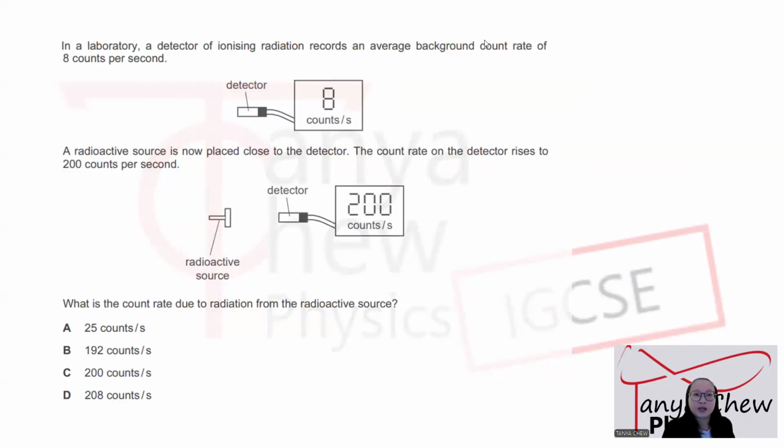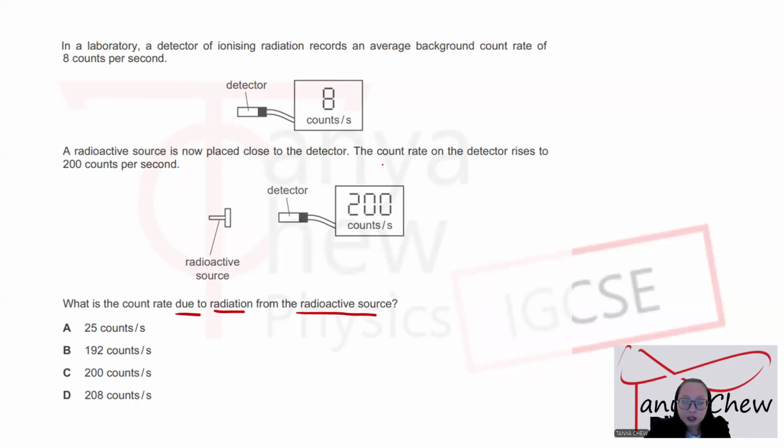In a laboratory, a detector of ionizing radiation records an average background count rate of 8 counts per second. And then after that, a radioactive source is placed close to the detector. Count rate on the detector rises to 200 counts per second. What is the count rate due to the radiation from the radioactive source? So if you want to find the radiation due to, read the question carefully. That is very important. Radiation due to radioactive source.